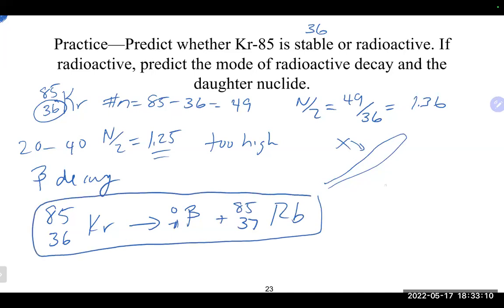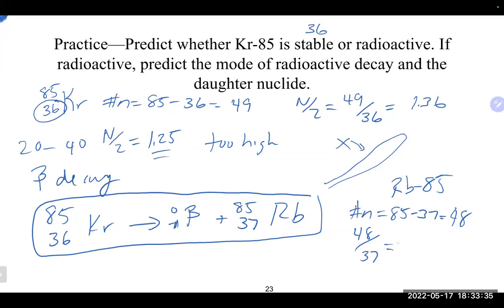Now, if we look at Rb and see if we did any better, let's see. So the number of neutrons will be 85 minus 37. That gives us a 48, which then takes 48 divided by 37.